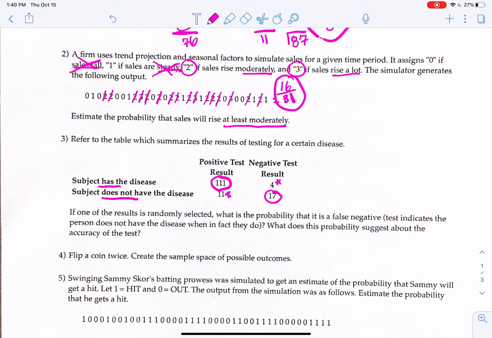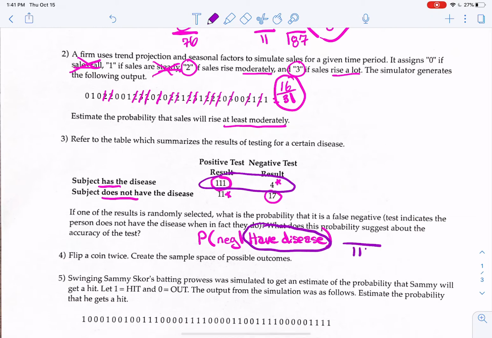What does the probability suggest about the accuracy of the test? So getting a false negative would be like the probability of getting a negative given they have the disease. That's another way of writing a false negative. A negative given the fact that they have the disease. So here, we're looking for how many people have the disease, and that's going to be my bottom number. So have the disease is these people up at the top, and that's going to be 115. And negative results would be 4 out of 115.